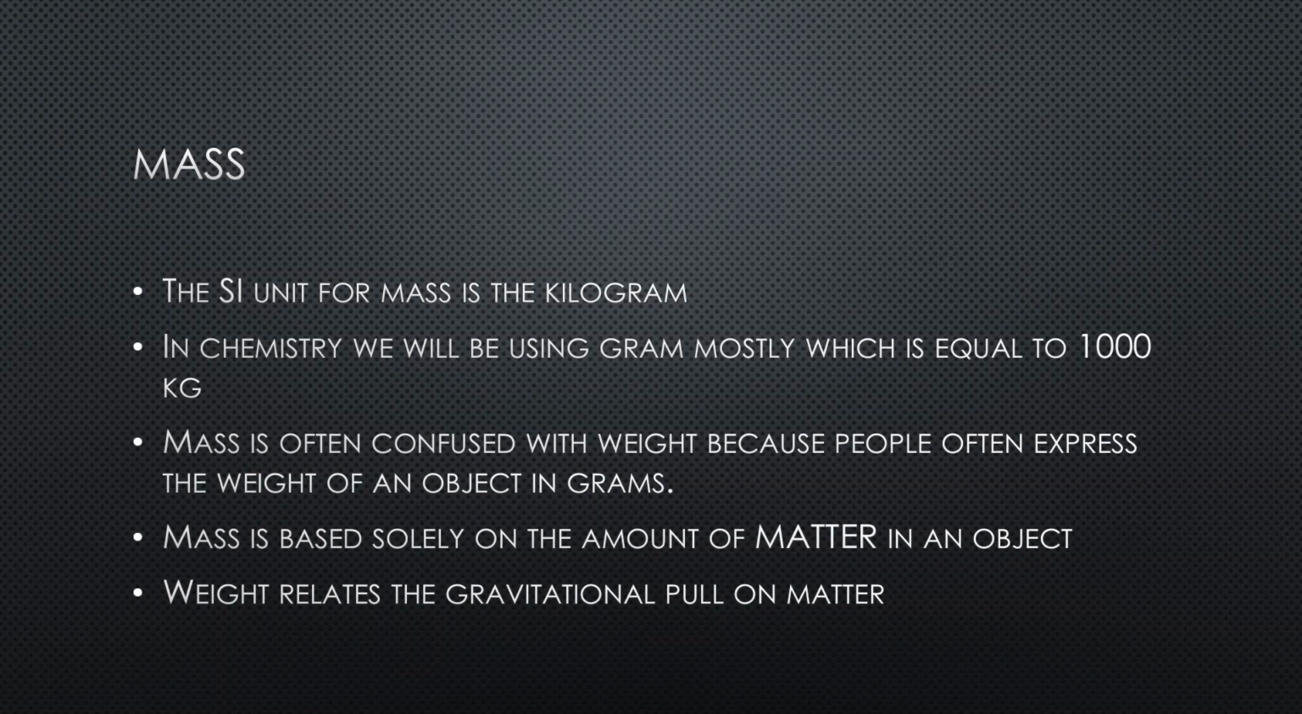Typically, mass and weight are kind of used interchangeably, but they mean different things. Mass is based solely on the amount of matter in the object, so how many particles it's made of, while weight relates to the gravitational pull on that matter. That's more of a physics differentiation, but it is important to know that mass and weight are not the same thing.